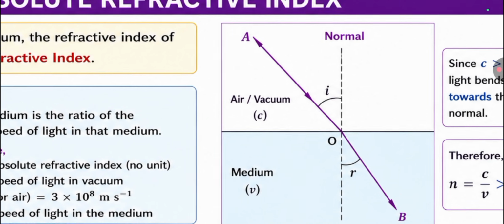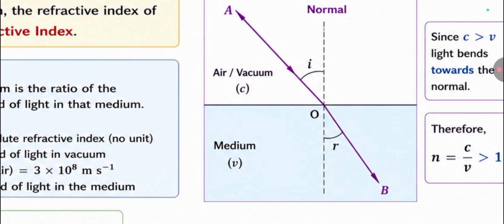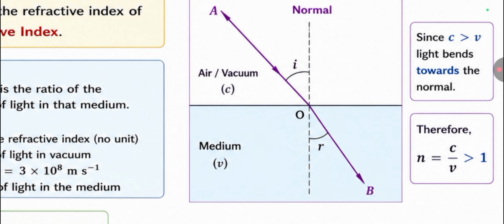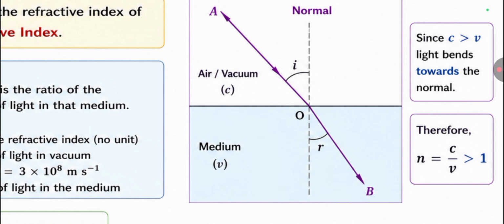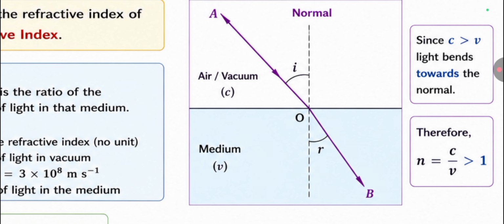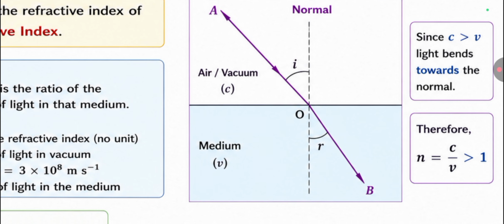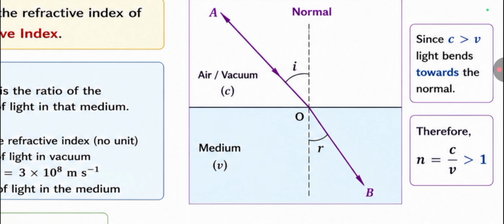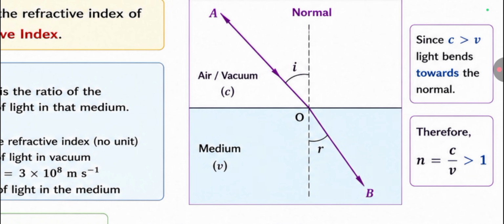As shown in the figure, there are two media and the normal. Suppose c is greater than v. Here c means the speed of light in air or vacuum, and v means the speed of light in the medium. If c is greater than v, light bends towards the normal. Therefore, the n value is always greater than 1.